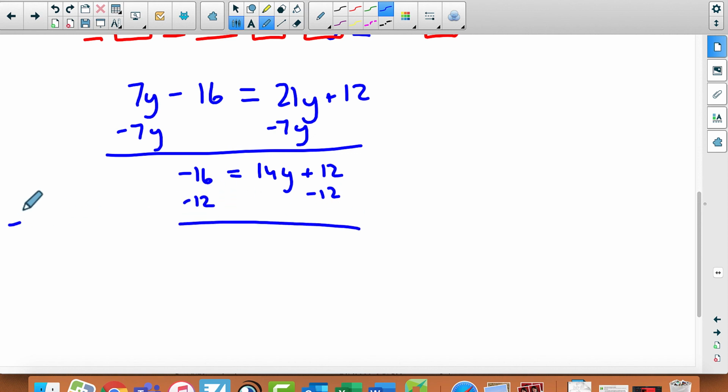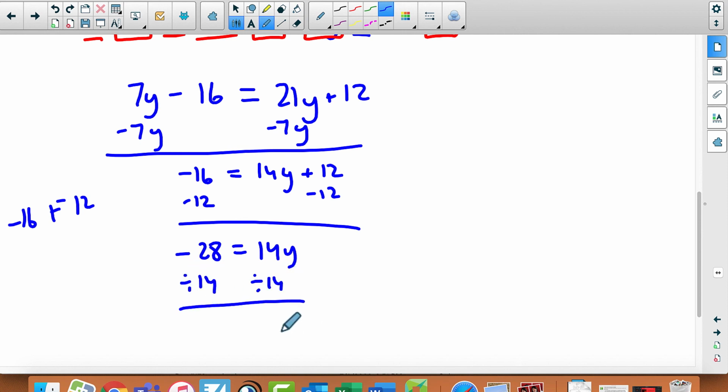Negative 16 take away 12. That is the same as negative 16 plus negative 12. They're both negative, so it's going to stay negative. And you now have 28 negatives. And on this side, 14y. That's 14 times y. We do the opposite. Divide by 14, divide by 14. And finally, you have your answer. Y equals negative, because there's only one negative here. 28 divided by 14 is 2. Y equals negative 2 is our answer.